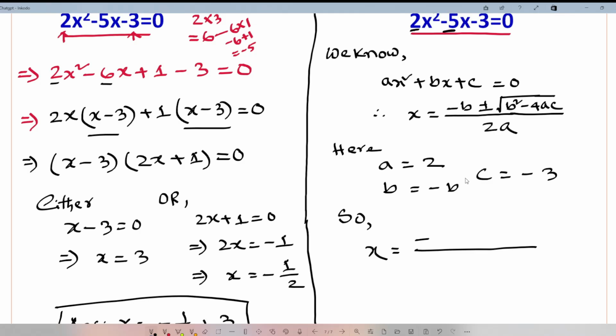Minus b, b means here is -5, sorry, here is -5. So minus and minus, b means -5, then ± root over b², which means (-5)², minus 4a, a means 2, times c means -3. Right? Divided by 2a, 2 times 2.